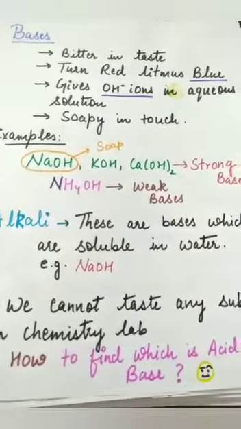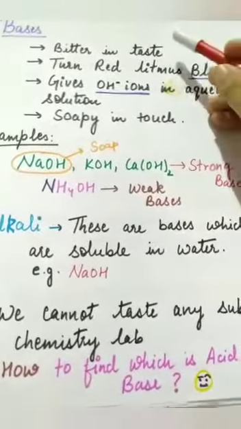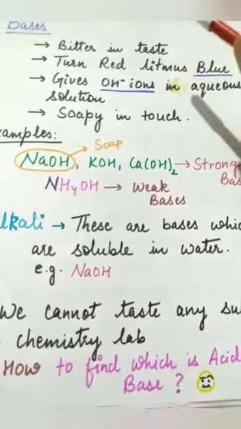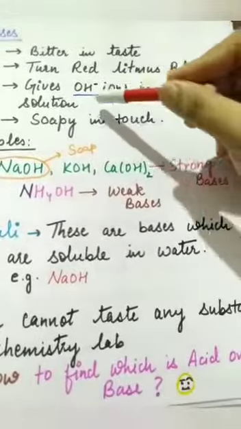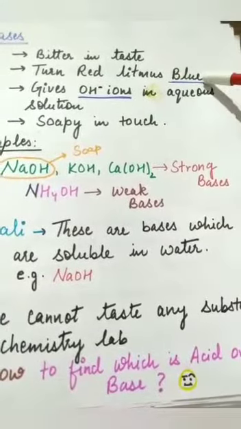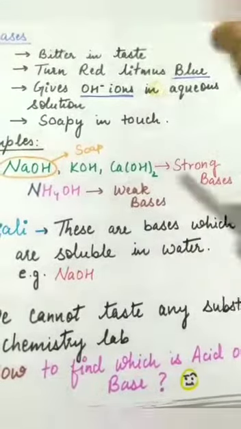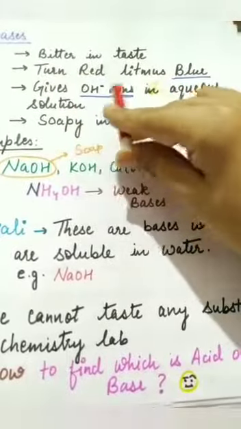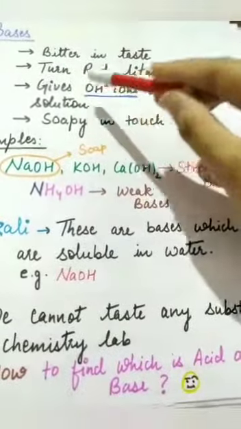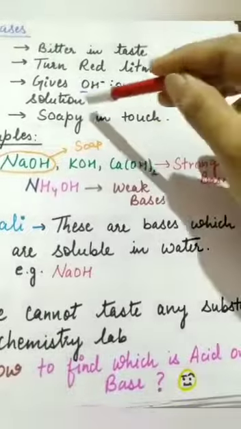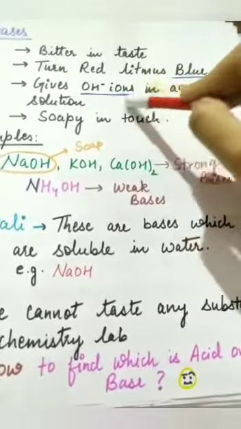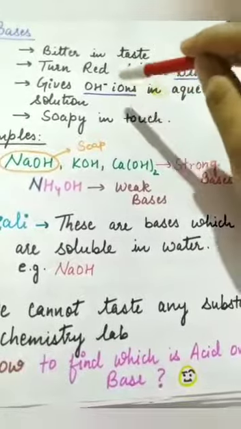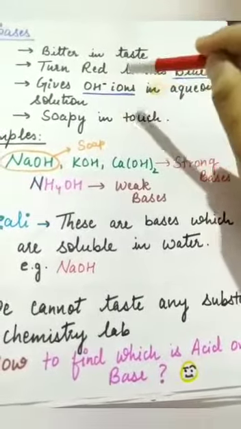Next is bases. What are bases? Bases are bitter in taste. I have told you acid are sour in taste and bases are bitter in taste. They turn red litmus blue. The acid turns blue litmus red and the bases turn red litmus blue. They also give OH minus ions in aqueous solution. OH minus ions or hydroxyl ions in the aqueous solution, that is when they are dissolved in water, they give OH minus ions.